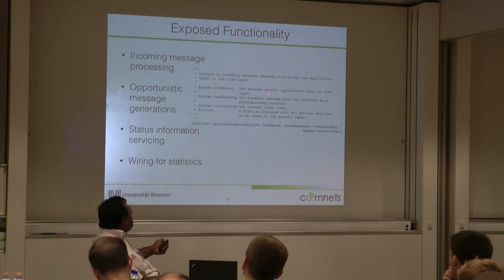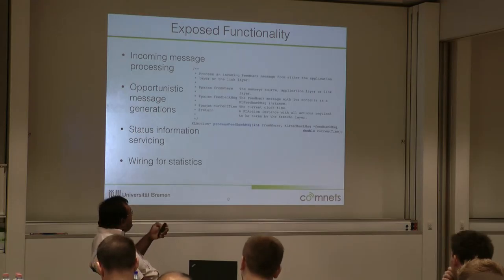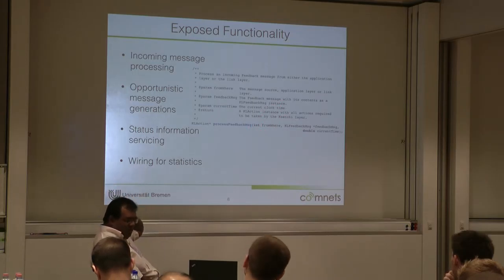So here is an example of one of the functions, to handle incoming feedback messages. As I said, there are two messages, the data and the feedback message. This parameter basically says where the message is coming from: is it coming from the layer above or below in the protocol stack? Then the message itself, and then, of course, the current time.